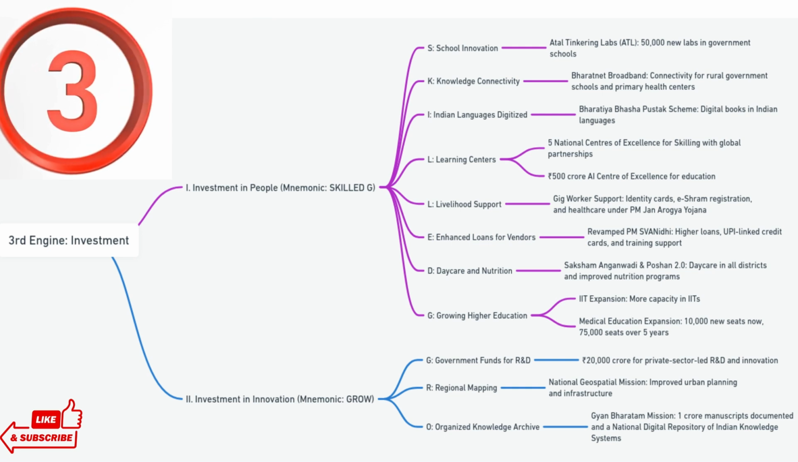Investment in innovation. Mnemonic, grow. G. Government funds for R&D. The budget has allocated 20,000 crore rupees for private sector-led research and innovation. जब government और private sector मिलके काम करे, तो innovation natural है.